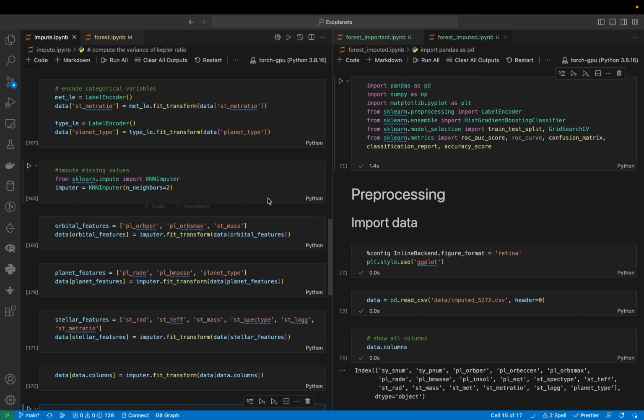So the imputation has a sequence. First we impute orbital features, because we think there tends to be more dependency in the orbital features. And then we impute the planet features like the planet radius, planet mass, and the planet type. And the last, we impute the stellar features.